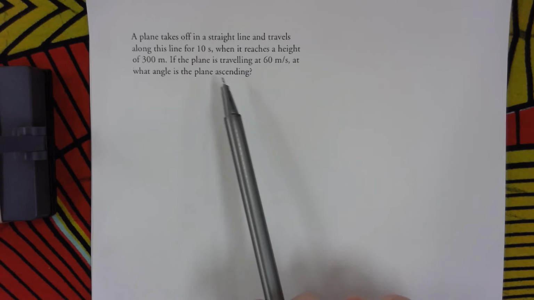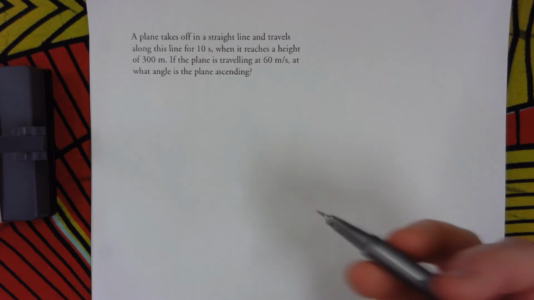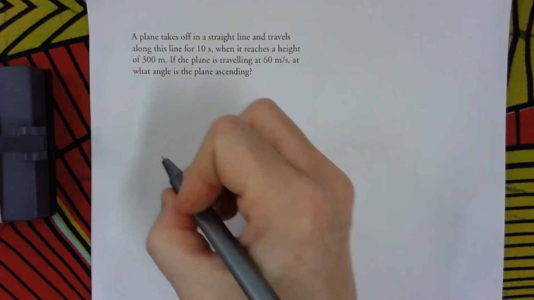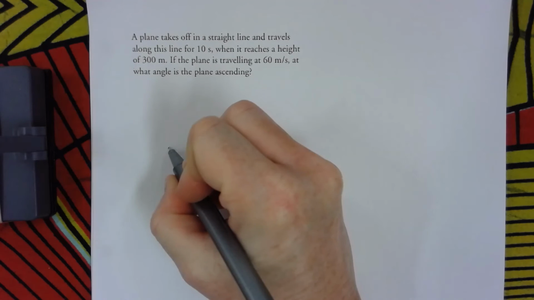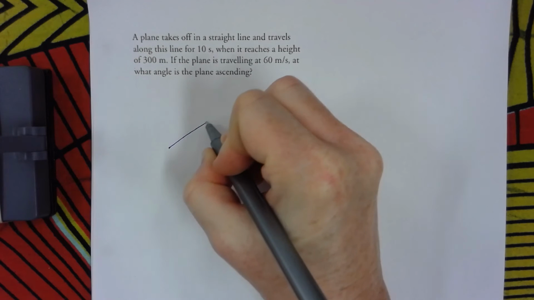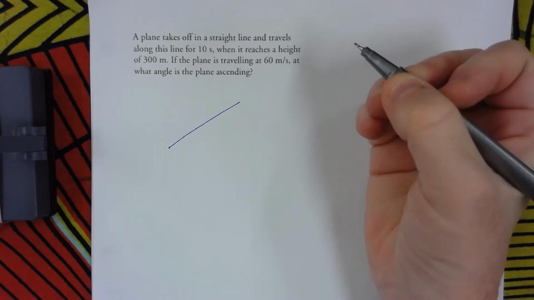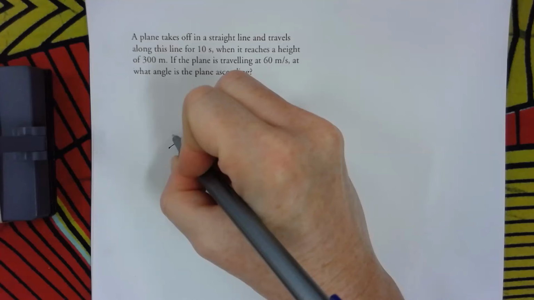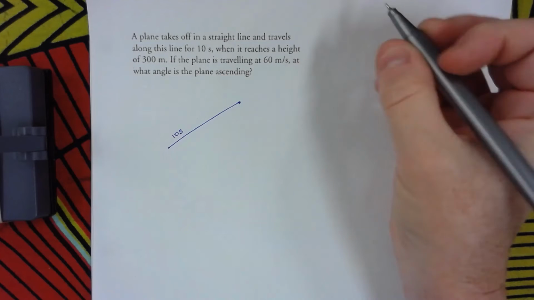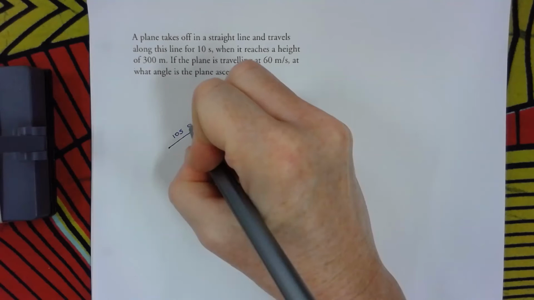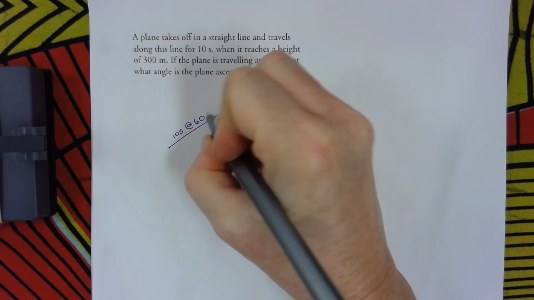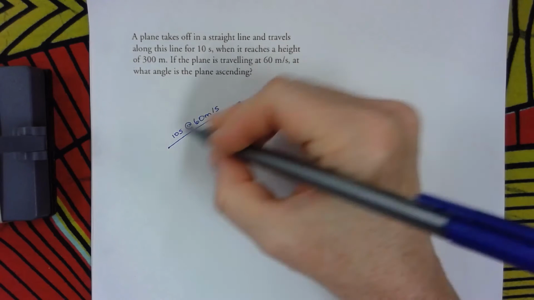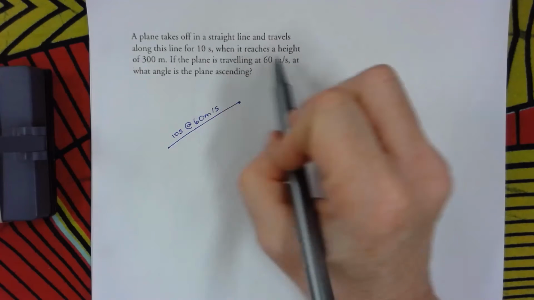So I think the difficulty in this question is just to decide what's happening with the plane. If a plane takes off from the ground, it will travel in a straight line like this, okay? And it travels in this direction for 10 seconds. So this is 10 seconds and it travels at 60 meters per second. Once it's gotten to this point, it says it reaches a height of 300 meters.